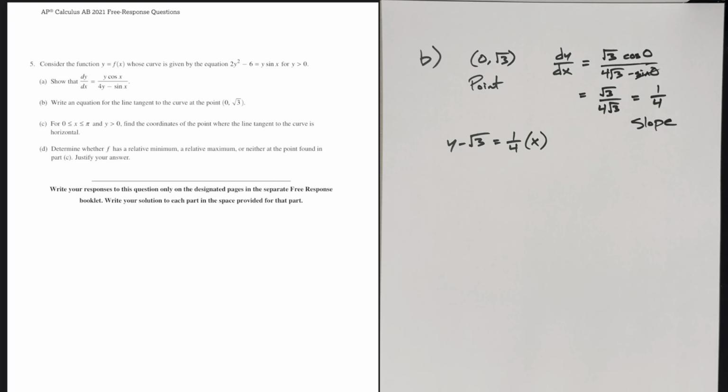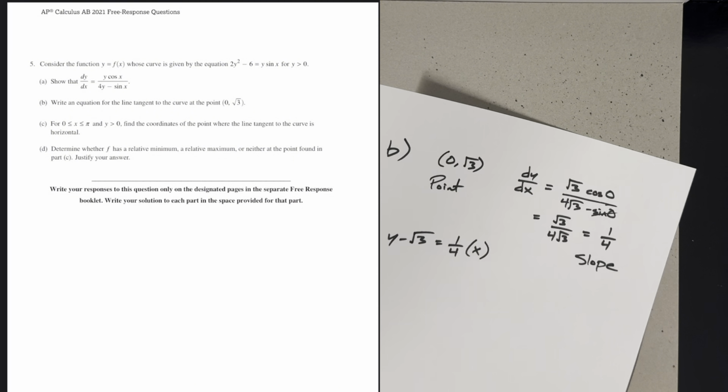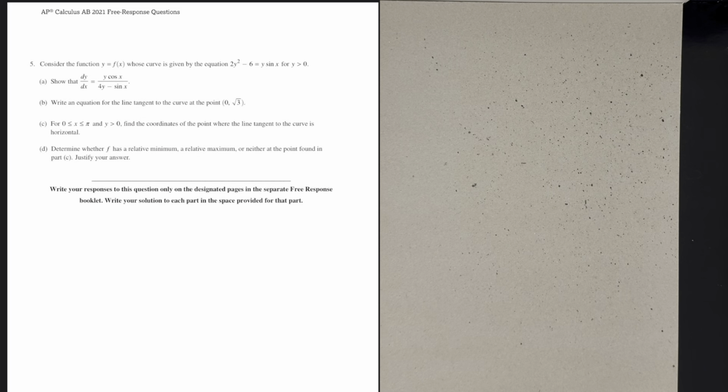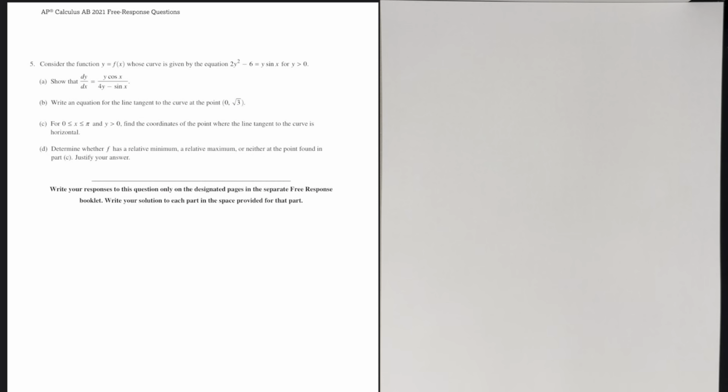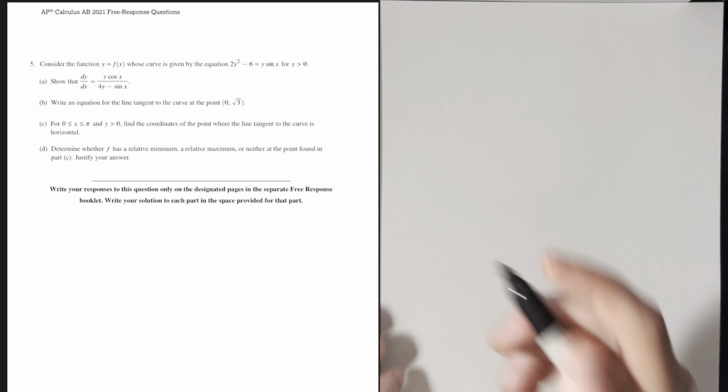So that is all we got for part B, only worth 1 point. So very simple question for a part B, not too bad at all. Just find that slope, right, using the differential. But here we go, we're chugging along. I like this. Let's look at part C.